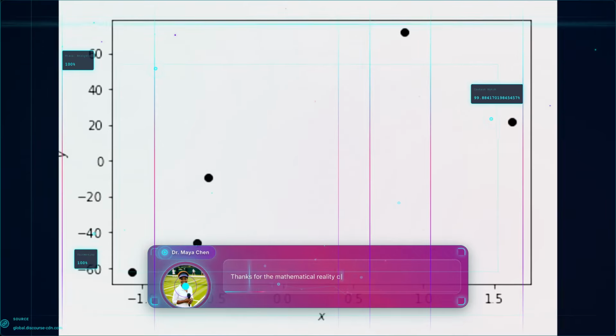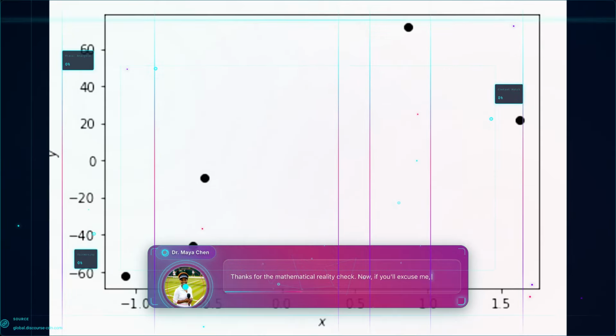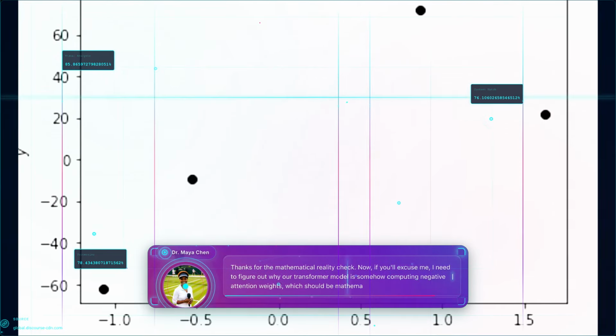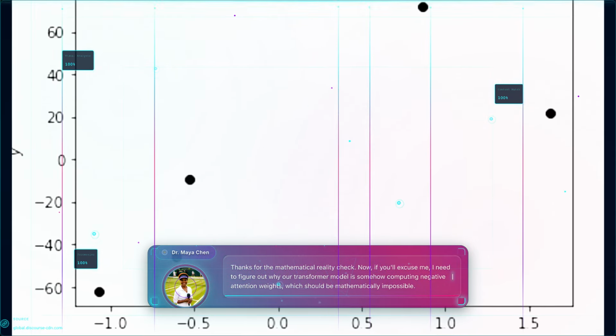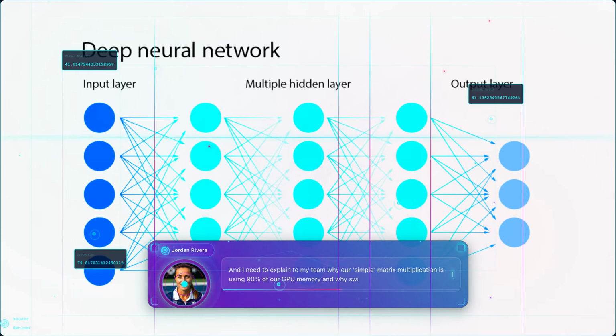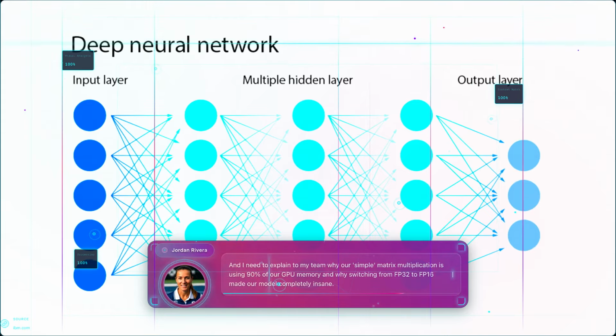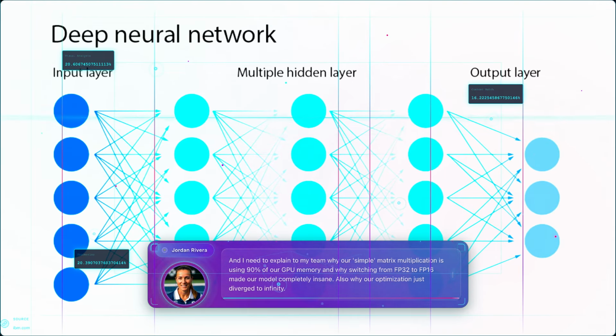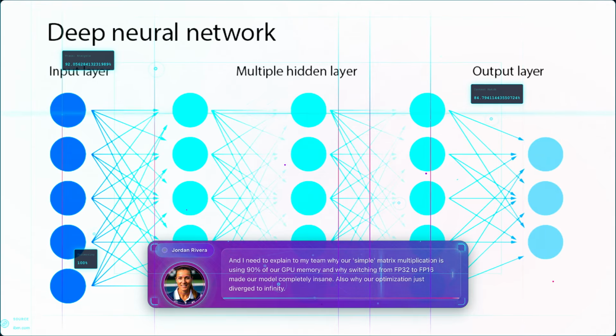Thanks for the mathematical reality check. Now, if you'll excuse me, I need to figure out why our transformer model is somehow computing negative attention weights, which should be mathematically impossible. And I need to explain to my team why our simple matrix multiplication is using 90% of our GPU memory, and why switching from FP32 to FP16 made our model completely insane. Also, why our optimization just diverged to infinity.